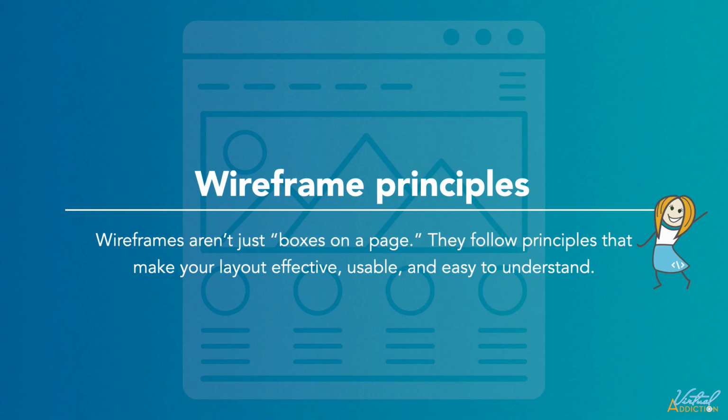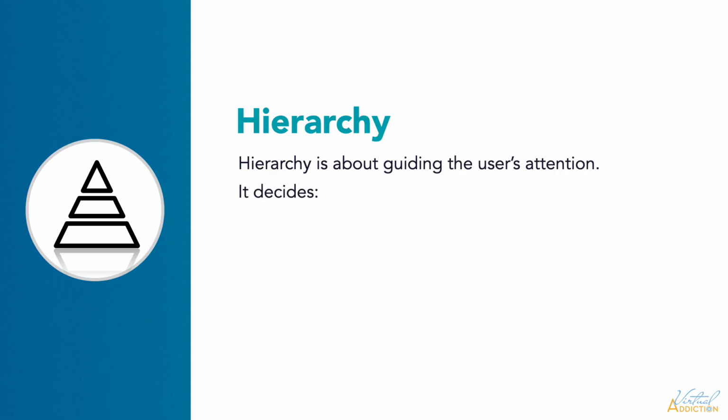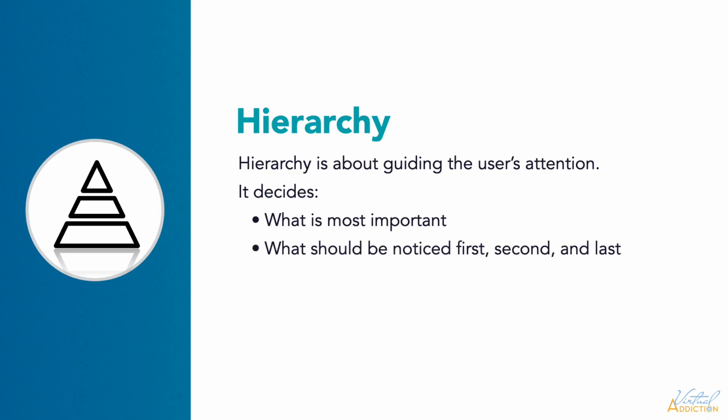These principles guide how users move through a page, what they notice first, and how easily they find what they need. Let's break these down one by one. First, we have hierarchy. Hierarchy is about guiding the user's attention. It helps decide what's most important, what should be noticed first, and what can be noticed later. Every page has priorities. Hierarchy makes priorities clear.